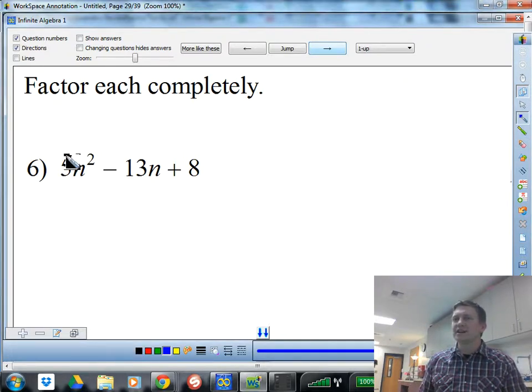Okay, so what you do is you take this first number and multiply it by the second number. So you're going to take 5 times 8.